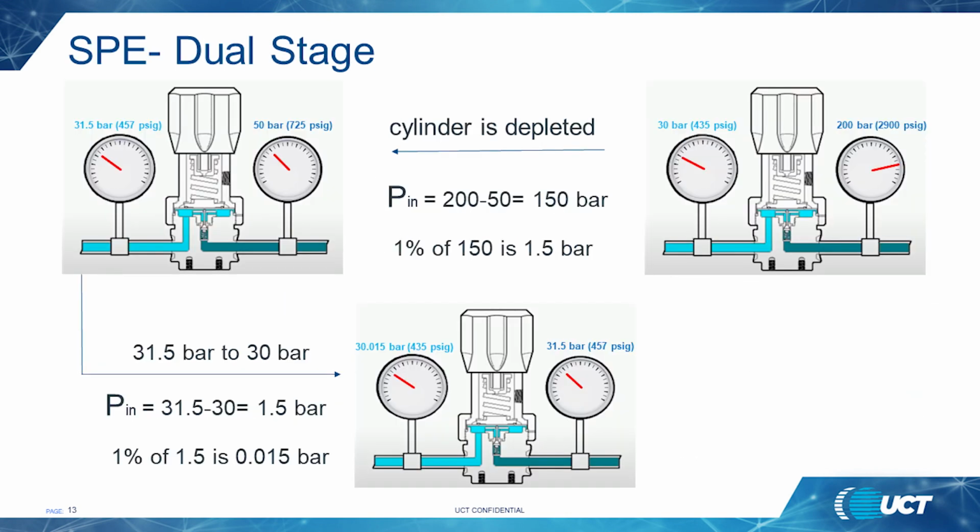Let's return to the last example. The first stage is the same, but now in the second stage it is regulated again from 31.5 bar to 30 bar. 1% of 1.5 is 0.015 bar, so the outlet pressure will be 30.015 bar.